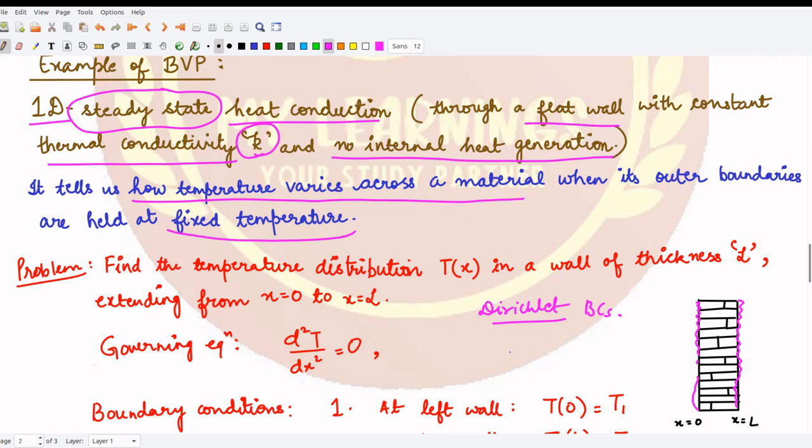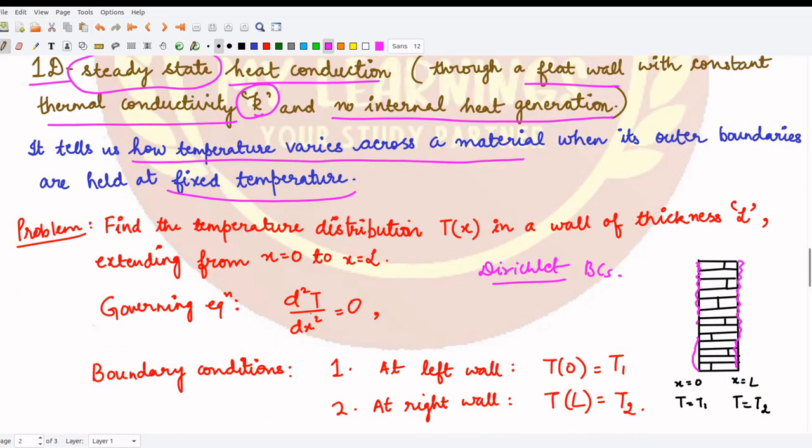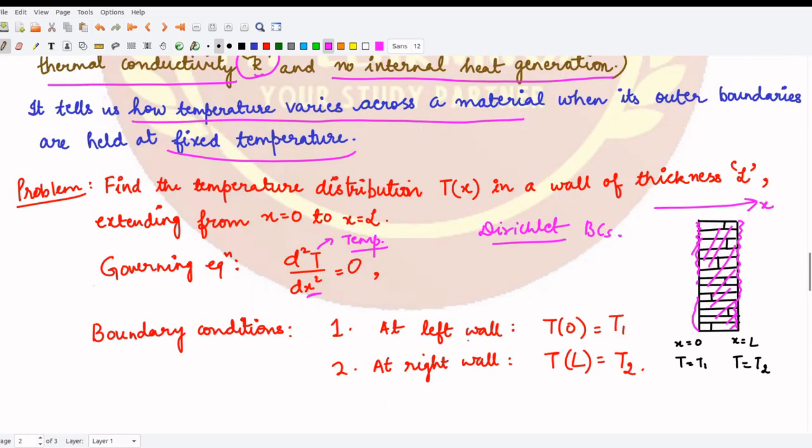So our problem now is the differential equation d2T/dx2 equals 0. x represents the one dimensional movement along the horizontal direction, and capital T represents temperature, which we are going to study across this particular wall. The first boundary condition is at the left wall: when x is 0, the temperature is T1, it is fixed, so therefore it is Dirichlet. And at the right wall, when x is L, the temperature is T2. This is your problem.